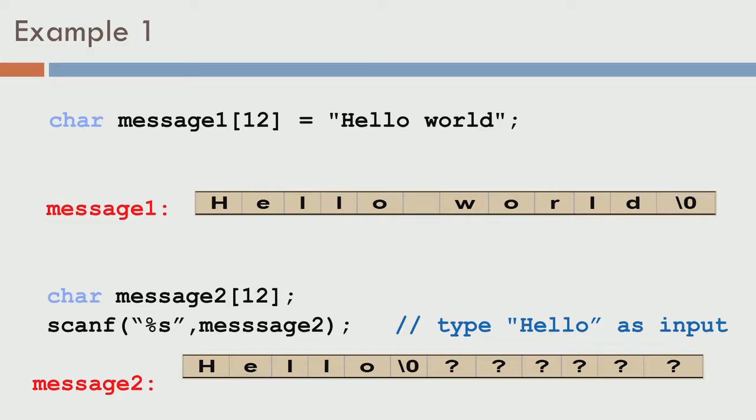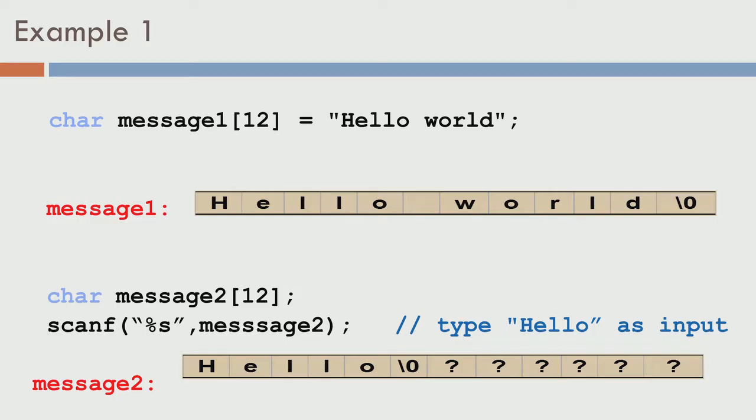\0 is something that, if you have a string, is assumed to be added automatically. So the internal representation of message 1 would look like what you see here: hello space world followed by \0. It is actually using all the 12 bytes allocated to message 1. It is not that you always want to declare an array and initialize it.